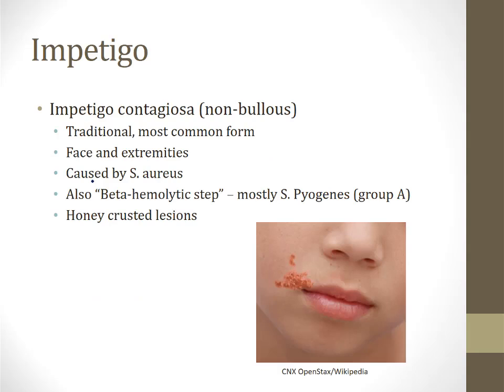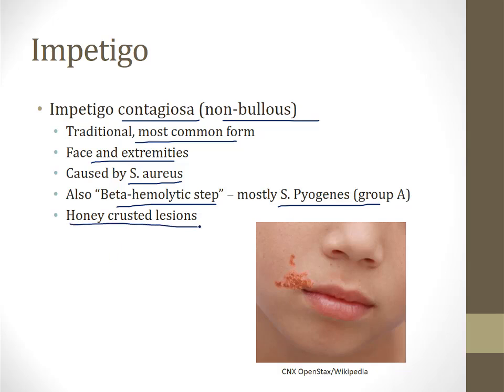There are two subtypes of impetigo. The first type is called impetigo contagiosa. It's also called non-bullous impetigo. This is the traditional and most common form of impetigo. It typically affects the face and the extremities, and it's caused usually by Staph aureus, but also sometimes by beta hemolytic strep. And by this I mean mostly strep pyogenes, which is group A beta hemolytic strep. And this form of impetigo leads to the classic honey-crusted lesions like we talked about on the last slide.